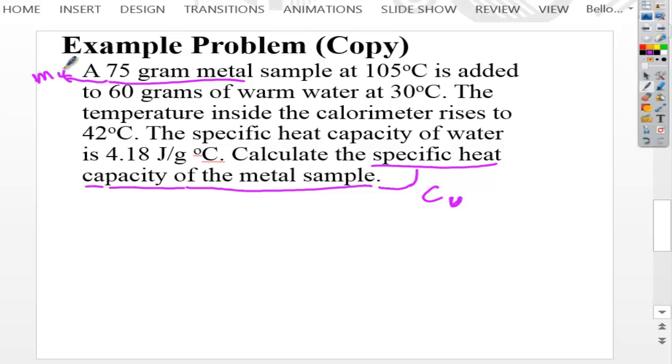Mass of the unknown, right? I'm gonna label it as MU. The temperature, what is this temperature at? The metal unknown. Is it the temperature final or the temperature initial? TI, initial. Very good. Of the unknown.